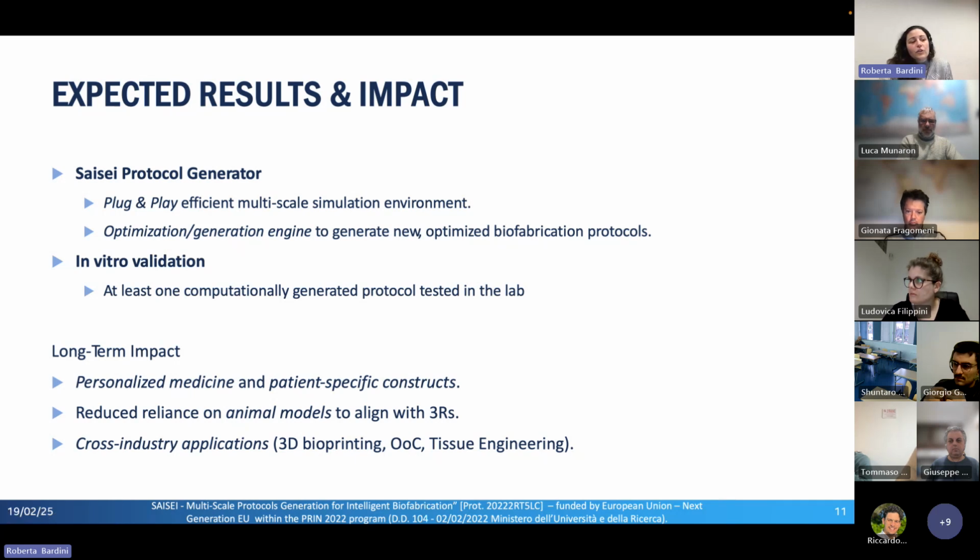This is contextualized in a long-term vision of speeding up and making more efficient and more effective the process of designing, not computational, but in vitro models for basic and applied research. This is also in the perspective of moving towards more complex application scenarios, such as regenerative medicine and tissue engineering.